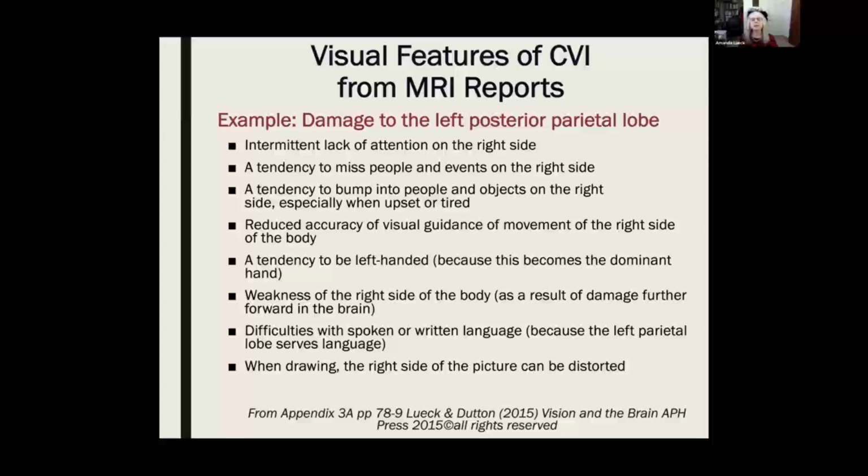And again, this goes into the realm of speech language pathologists. And when drawing, the right side of the picture can be distorted. Now, not all these things are going to manifest in every child with damage to the left posterior parietal lobe, but this gives you an idea of what to look for. If you don't know to look for it, you might miss it.